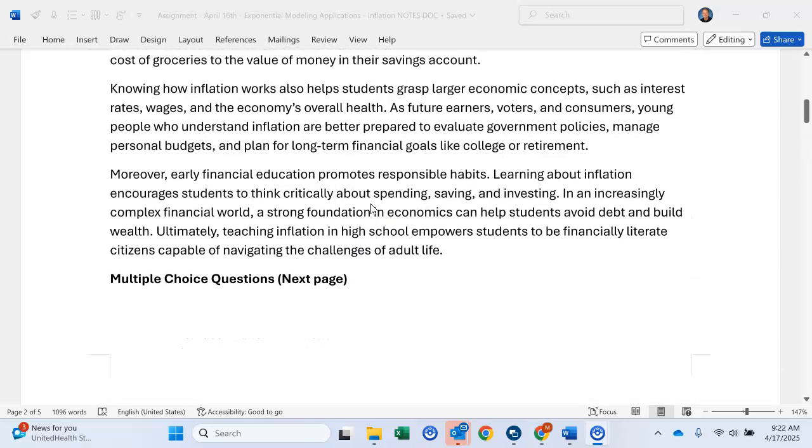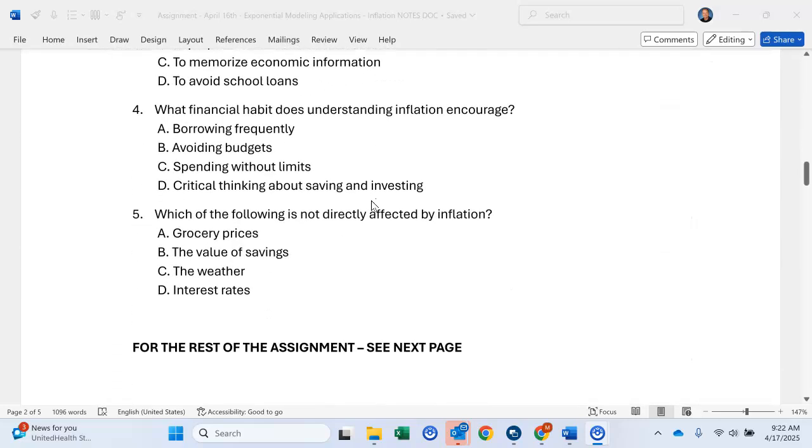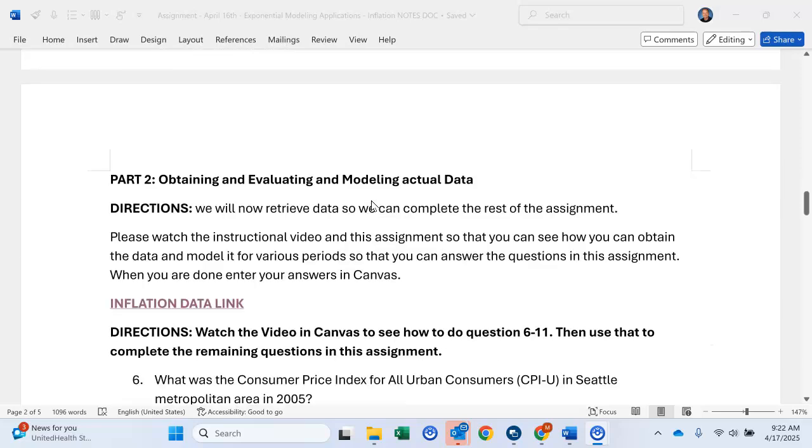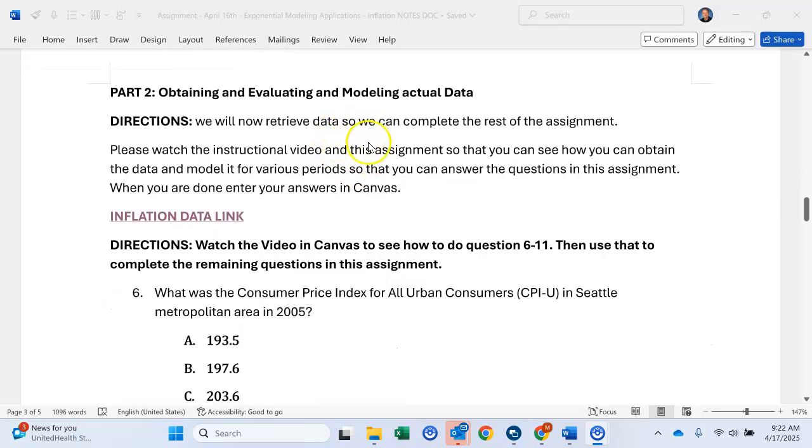Make sure you enter your answers in Canvas as part of the assignment. But if you're watching the video, that means you've probably already done that, hopefully. But if not, please do that first. The next part is actually getting and evaluating actual data on inflation. So that's what I'm going to go over now.